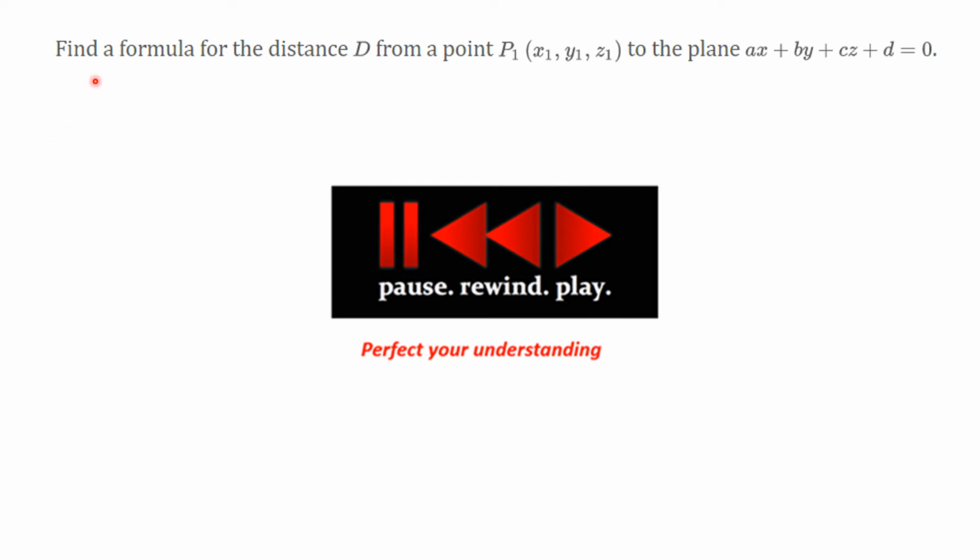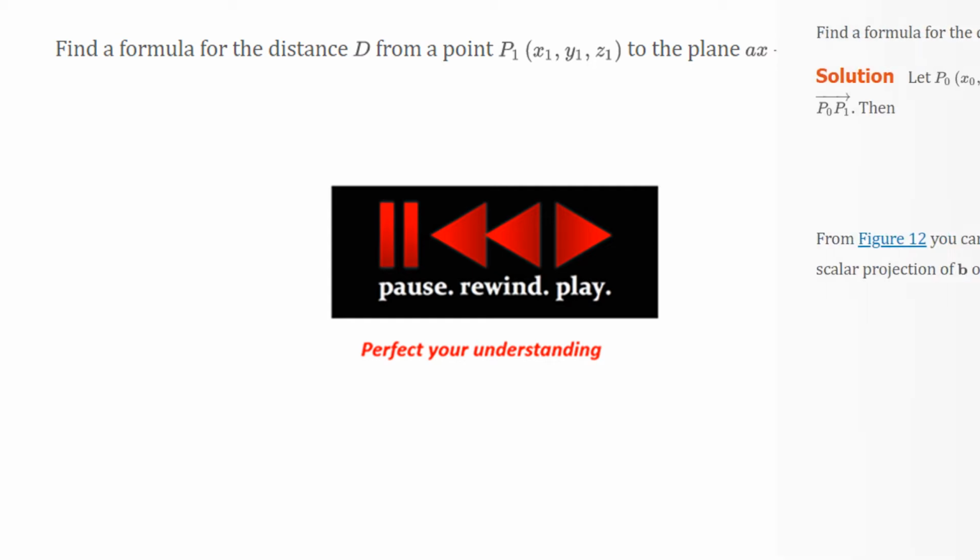Let's begin with a bit of a theoretical thing, but I think it's useful for you to give this a go. Find a formula for the distance d from a fixed point, P1, which we call (x1, y1, z1), to the plane given by ax + by + cz + d = 0. You know what to do. Let's see how you did.